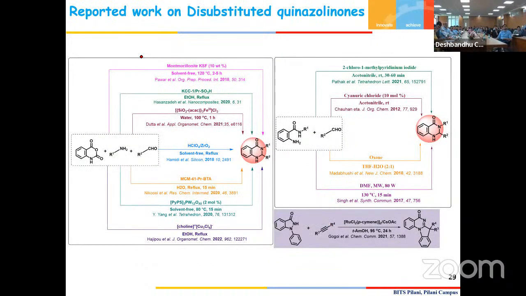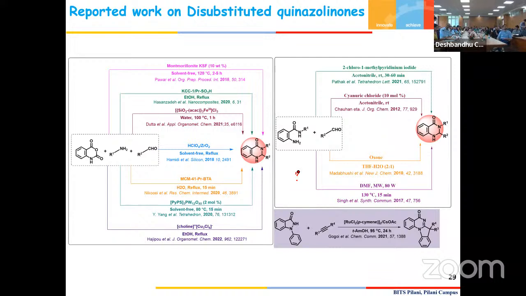If we see the literature methods available for these systems, we have two different types of substitutions that are possible. Here you can see we have substitutions at the 2 and 3 positions, and so these different methods are obtained. These are conventional strategies, taking isatoic acid and then running a multi-component reaction in the presence of different Lewis acids and other materials to obtain this compound.